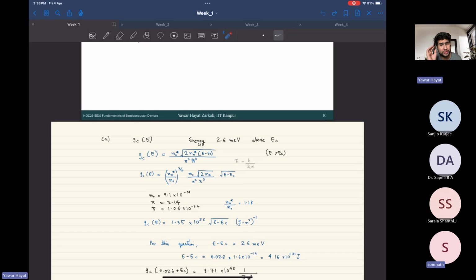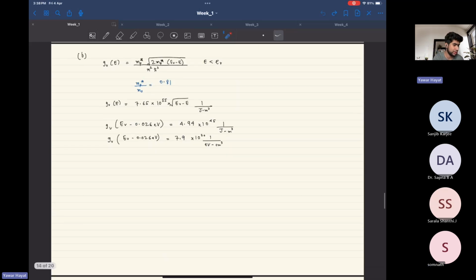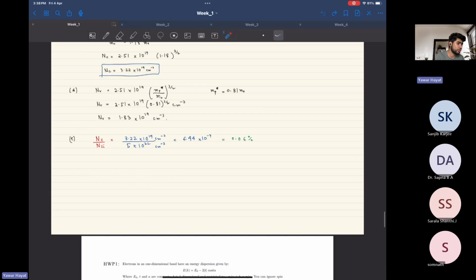There are 5 into 10 to the power 22 atoms of silicon in 1 centimeter cube volume. So this order you should be able to have an idea of. Do remember this, memorize this. The exact value is optional, but the order is something that you are supposed to know at this stage.